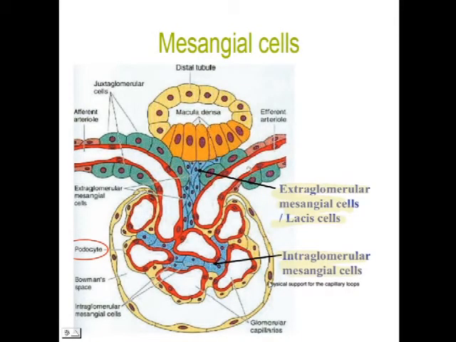Now what is the mesangium? The space between the glomerular capillaries is occupied by a special type of connective tissue called the mesangium. These are the mesangial cells. There are intraglomerular mesangial cells and there are extraglomerular mesangial cells. So there are two types of mesangial cells.